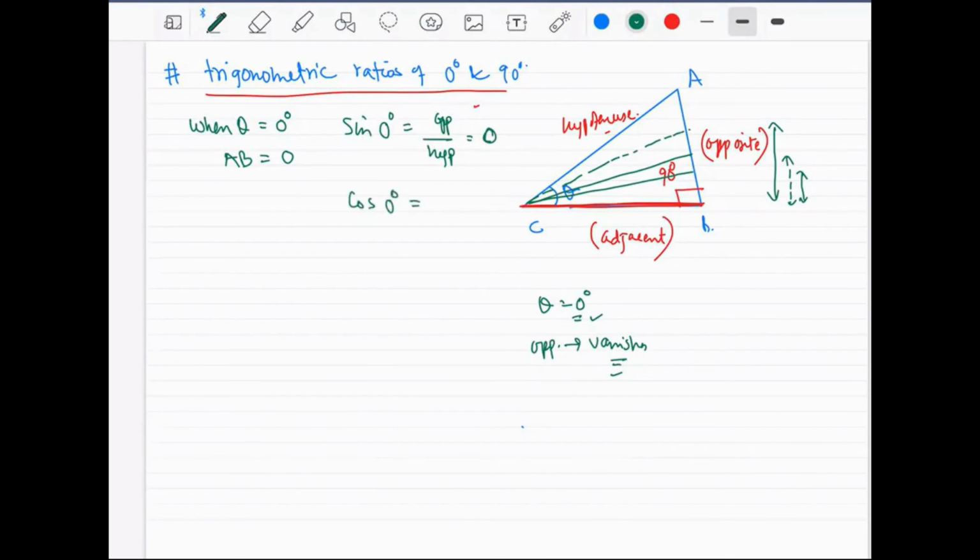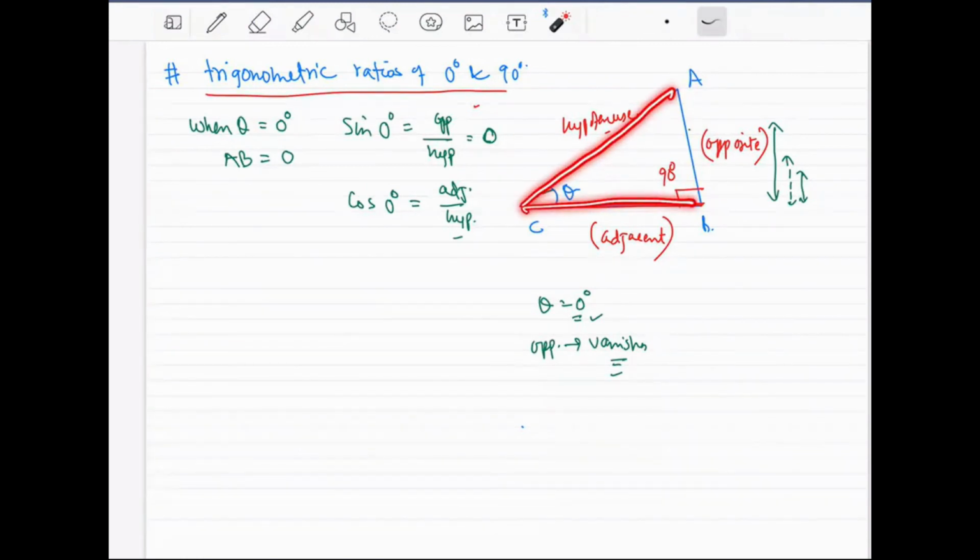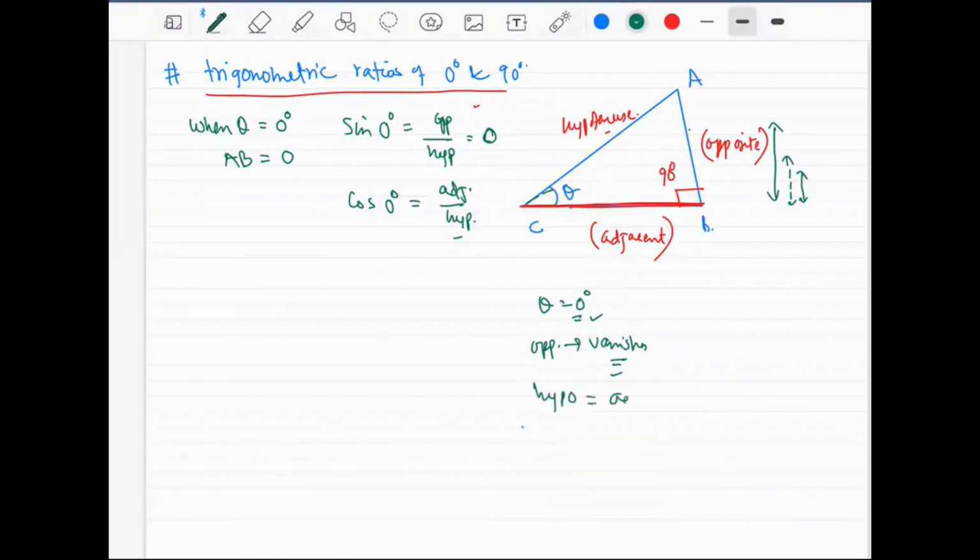For cos 0 degree, what will happen? The formula is adjacent by hypotenuse. Okay, look. When the angle theta is 0 degree, what turns into 0? And look, I'm rubbing off the middle part. This AB keeps reducing until, when the angle theta is 0, the opposite side vanishes. But when the AB vanishes, the hypotenuse and adjacent are on top of each other. If they are on top of each other, the hypotenuse is equal to the adjacent.